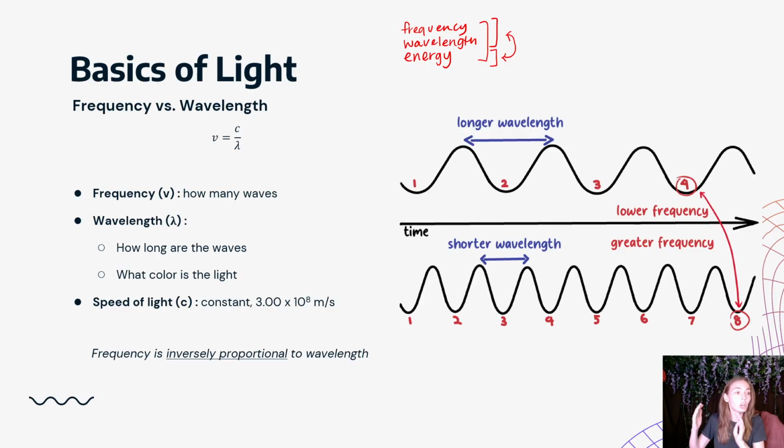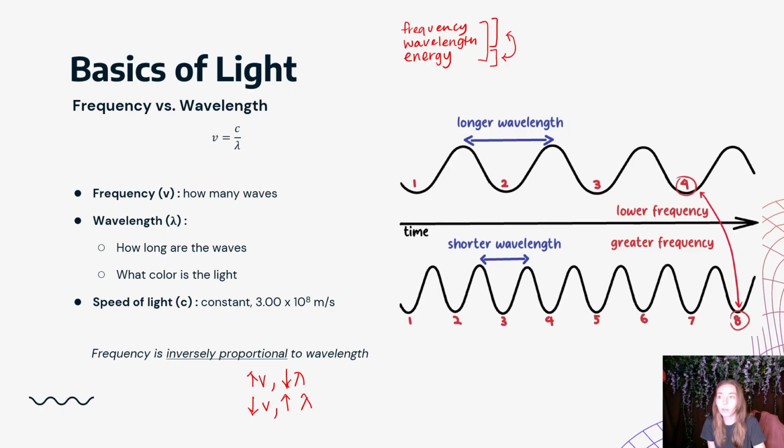So if I have a longer wavelength, I'm not going to be able to fit as many waves into the same space as I would be able to fit with something that is shorter. The math terms that we use to describe that is that frequency is inversely proportional to wavelength. So as frequency increases, wavelength, or lambda, decreases. As frequency decreases, lambda, or wavelength, increases.